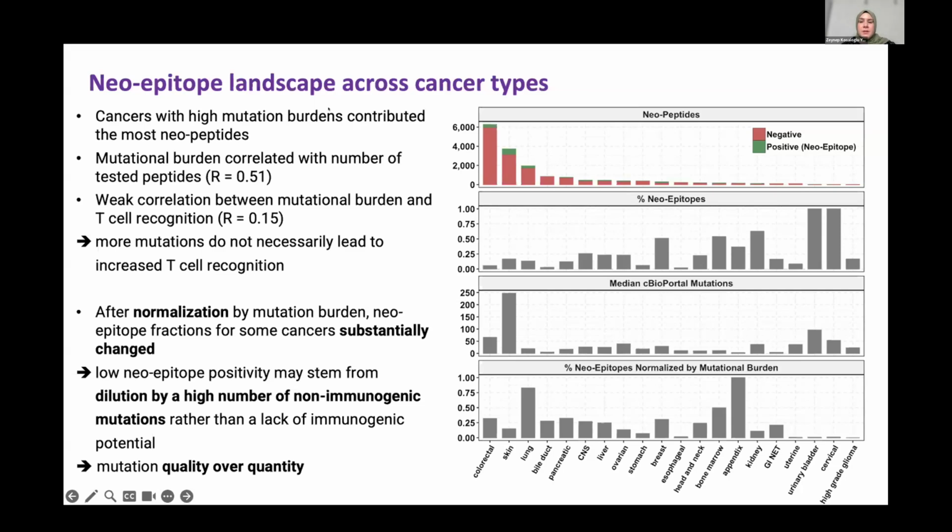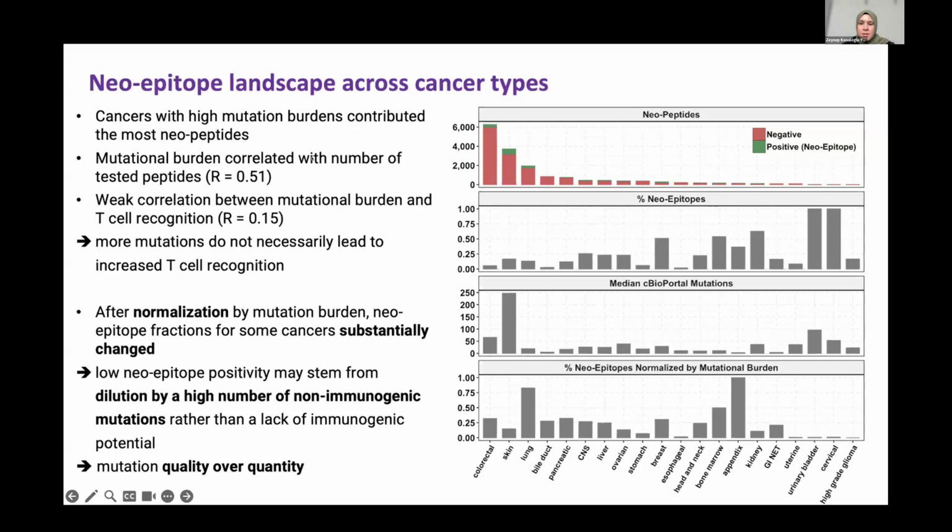as expected, the highly mutated cancer types have a lot of tested neopeptides. For example, the top ones are colorectal cancer, skin cancer, and lung cancer. These are very well known to be highly mutated cancers. But then here we looked at the percentage of, okay, these are all the neopeptides that were tested, but how many of them were actually recognized as neoepitopes.